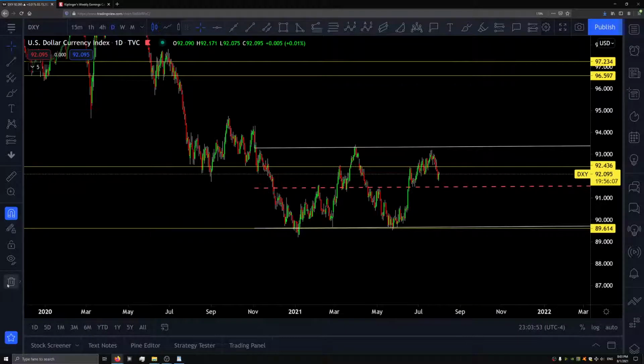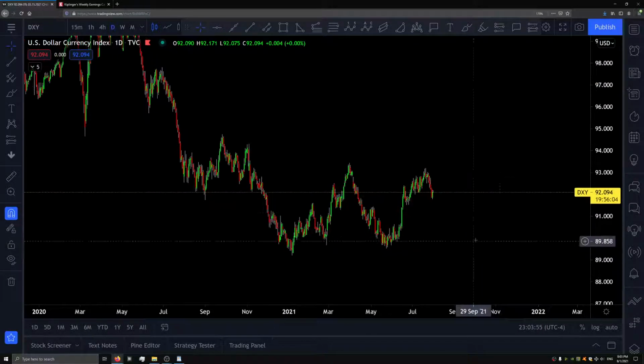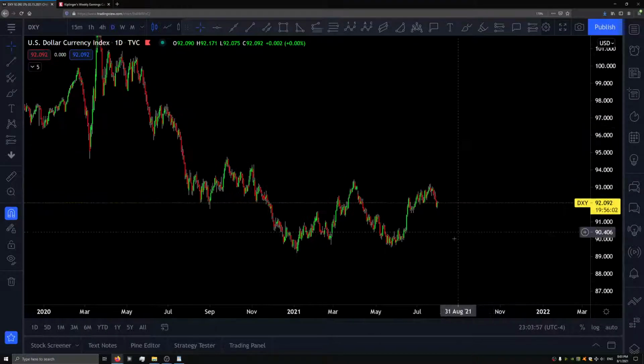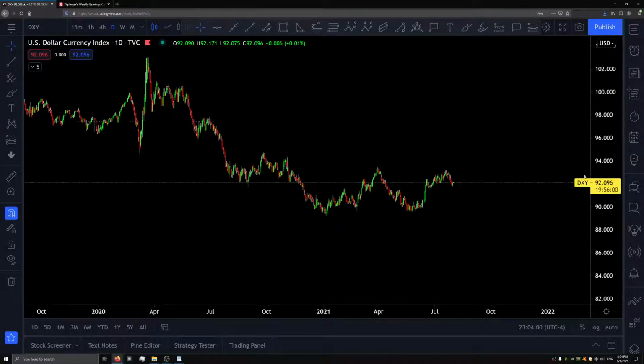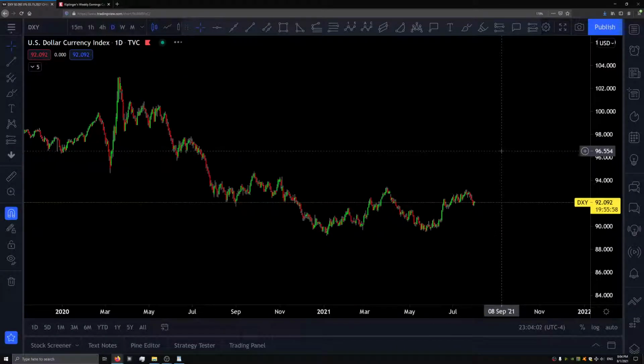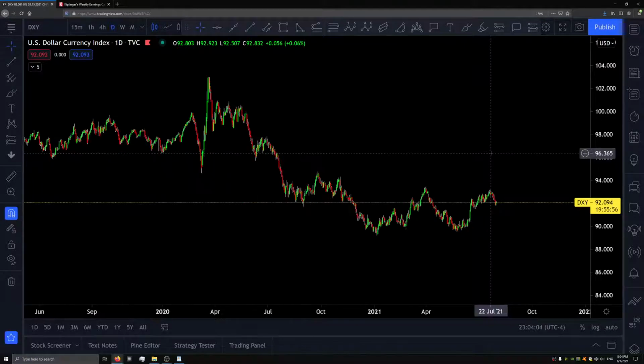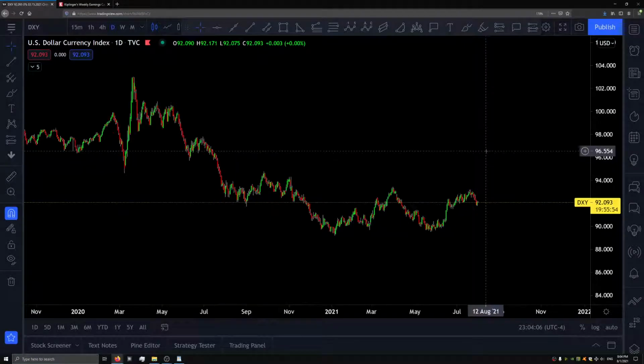The DXY, the dollar currency index for the US dollar. Now I'm not going to do the whole long story on this because I'm already going 22 minutes here. So basically what happened is the COVID crash, just rewind.